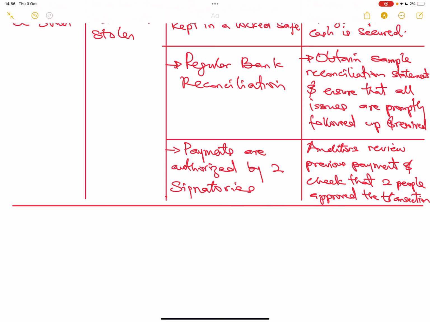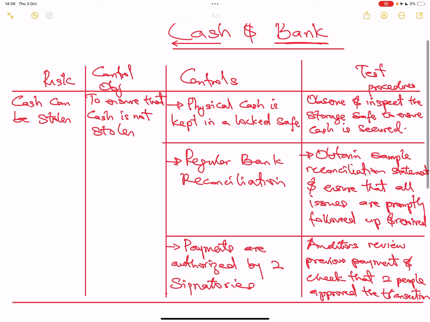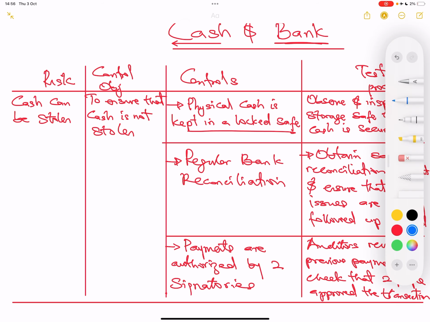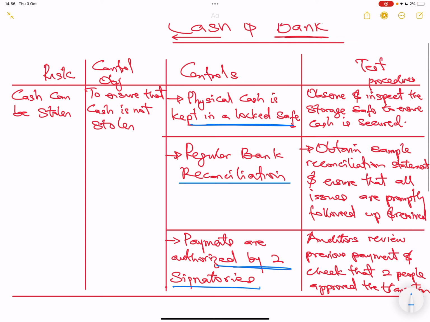And that is it about cash. Cash is the shortest, very simple. It's majorly about keeping physical cash in the locked space, very important, performing bank reconciliation, and ensuring you have two signatories. That is all you need to know on the cash and bank process. And that will be the end of the internal control.